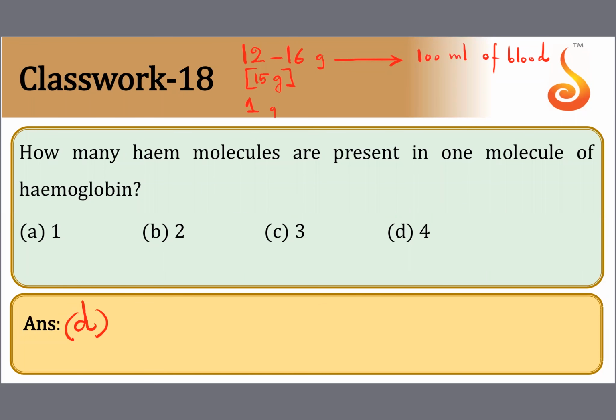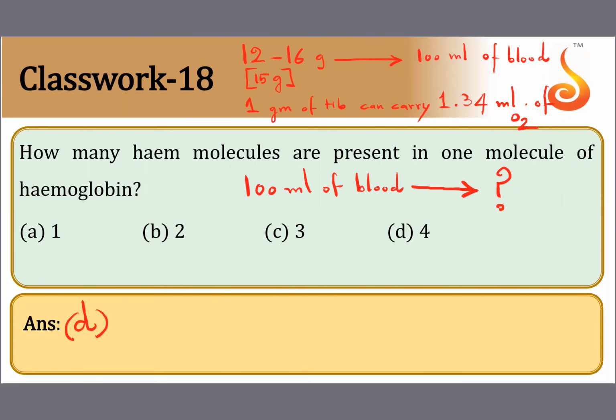And 1 gram of hemoglobin can carry how much oxygen, children? 1.34 ml of oxygen. These values are also important. Then can you tell me how much oxygen 100 ml of blood can carry? Yes, very good. 20 ml, isn't it? 100 ml will have 15 gram of hemoglobin. 15 into 1.34 will give us approximately 20 ml of oxygen.